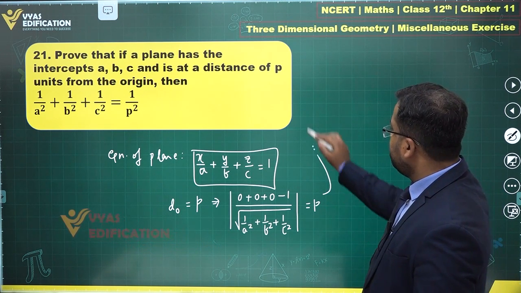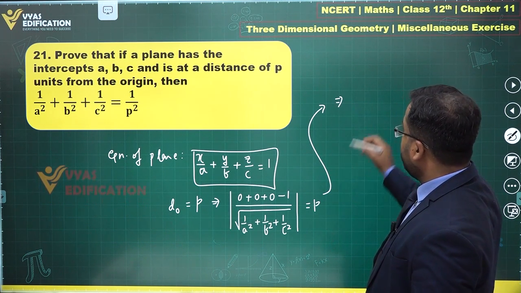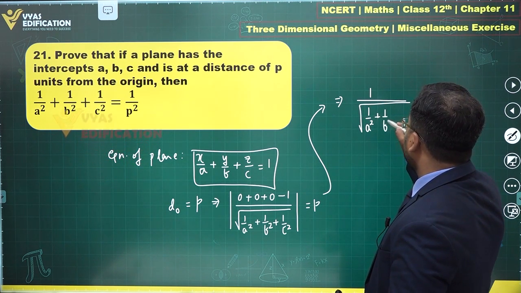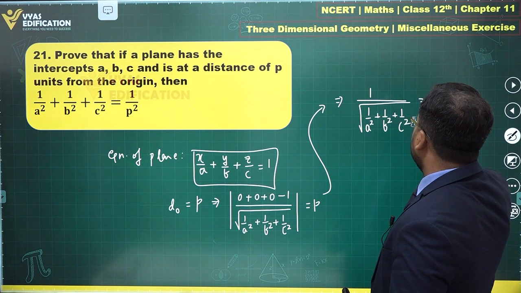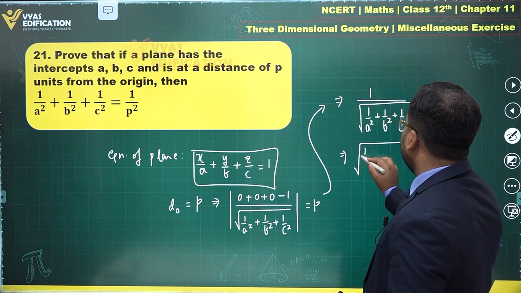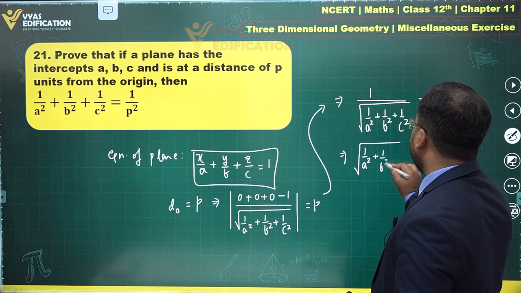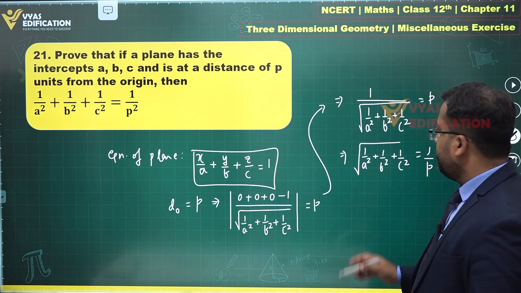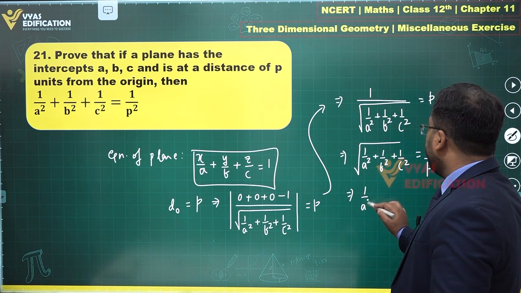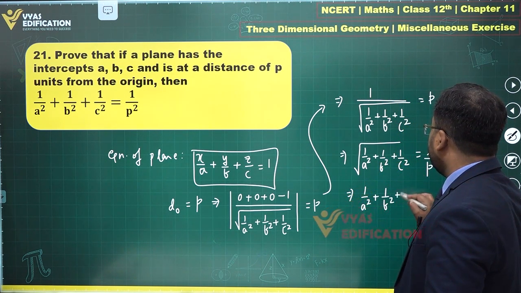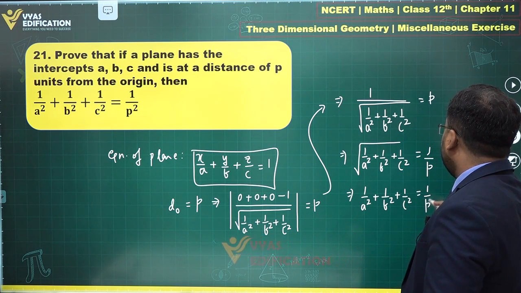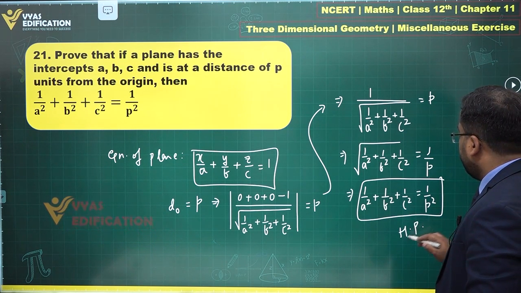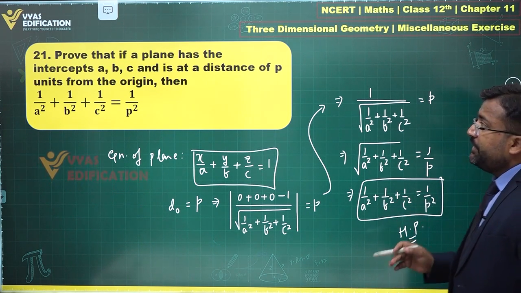And can we rearrange this a bit? Yes. This tells me 1 upon under root of this whole expression, 1 upon a square plus 1 upon b square plus 1 upon c square, is equal to p. Or you can write it as under root of 1 by a square plus 1 by b square plus 1 by c square is equal to 1 upon p, right? Taking the reciprocals and squaring will give me 1 upon a square plus 1 upon b square plus 1 upon c square. And this is what we wanted to prove, right? Hence proved for this particular question. As you can see, the complete solution over here.